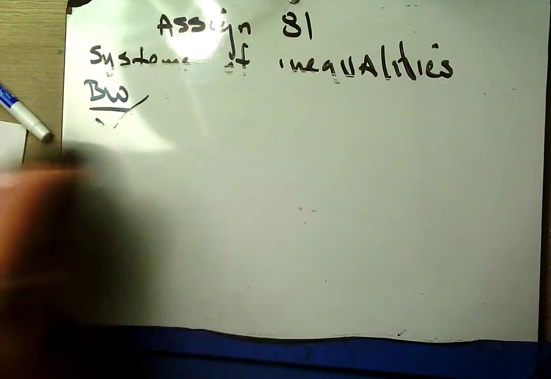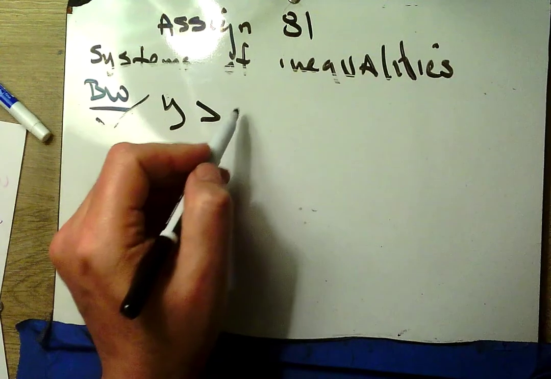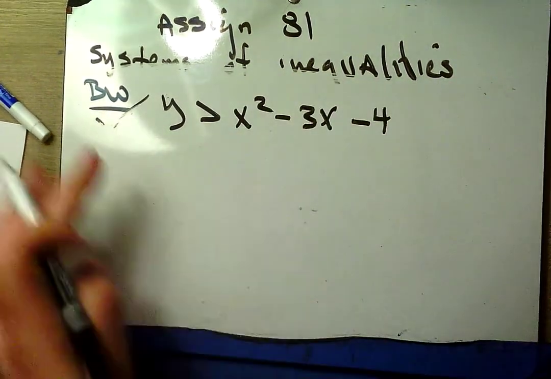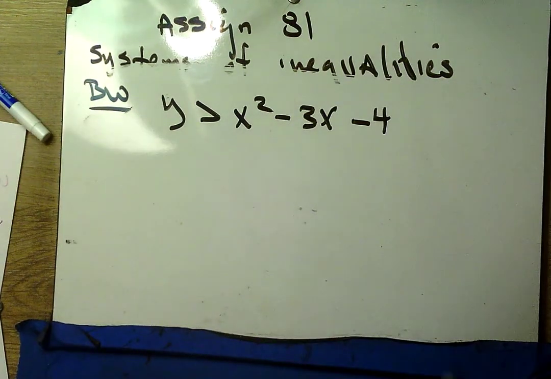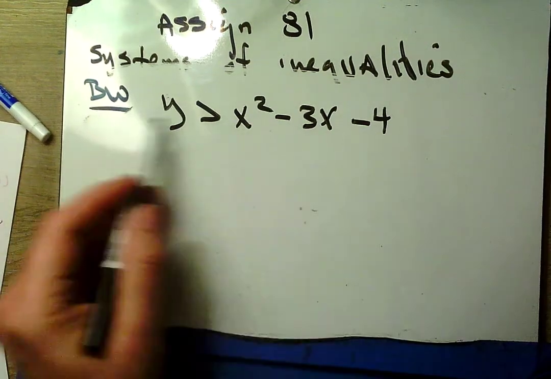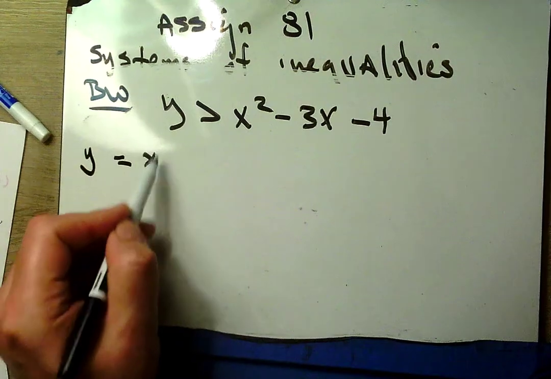Okay. Next, how about this one? Y is greater than x squared minus 3x minus 4. Will you please graph that inequality? I hope you're thinking about turning that into an equal sign because it's so much easier when it looks like a familiar thing.